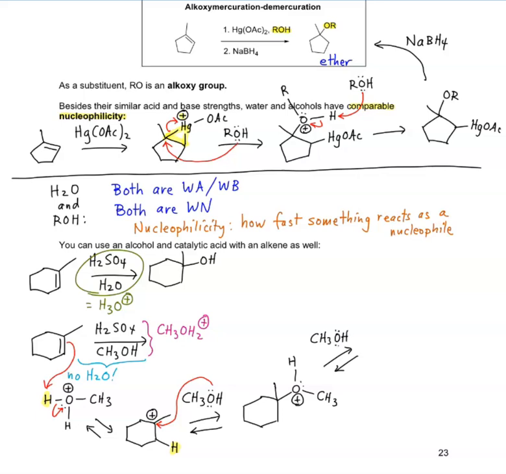And then just like water would have done, a proton is removed by a methanol molecule, and that gives us a neutral product. The product here is an ether, and we got to it by adding the elements of an alcohol, ROH, across the double bond, across the alkene.